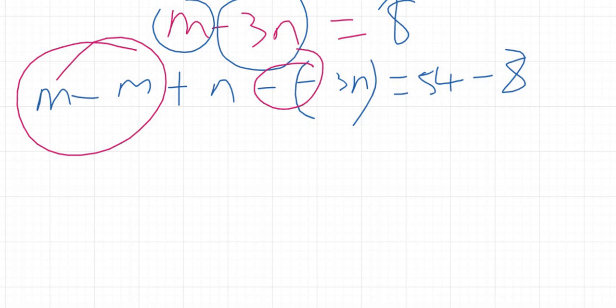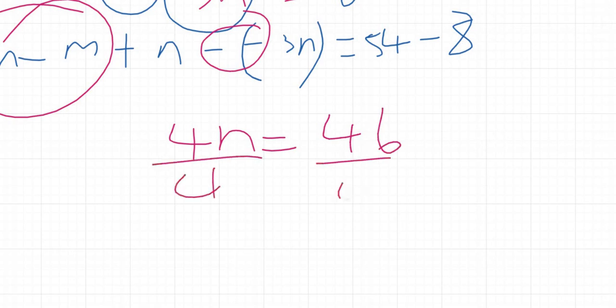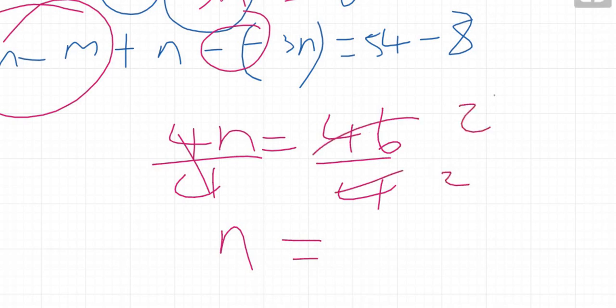So we have n plus 3n, and it gives us 4n equal to 46, and if we divide both sides by 4, we get this. n will be equal to, if we reduce this to its lowest term, we get 2 into this goes 2 times, and 2 into this goes 23 times. So we have 23 over 2.